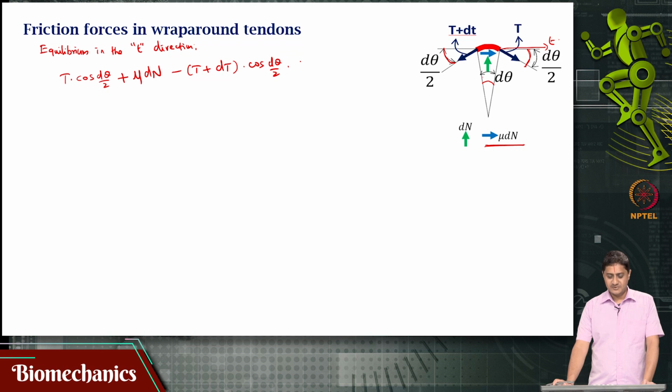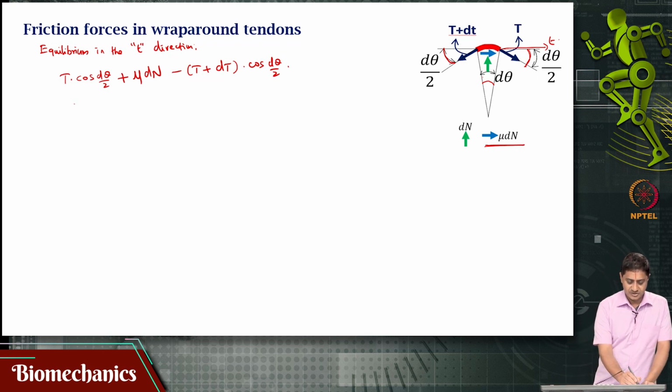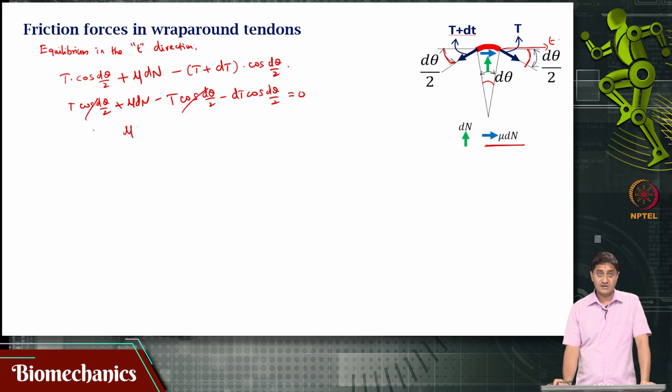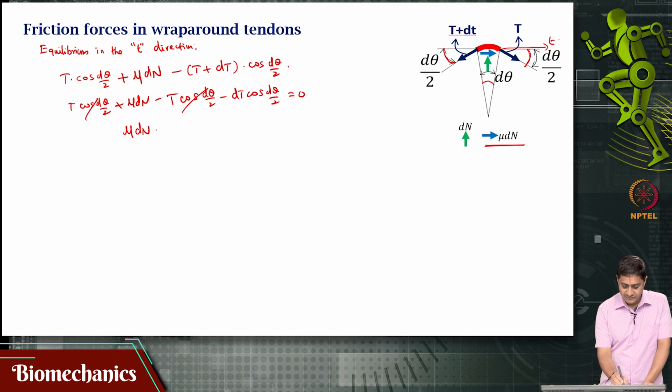I can expand this (t plus dt) cos d theta by 2 as t cos d theta by 2 plus mu dn minus t cos d theta by 2 minus dt cos d theta by 2 is equal to 0. These two will get cancelled, t cos d theta by 2 and minus t cos d theta by 2. So, I will have mu dn is equal to dt cos d theta by 2.